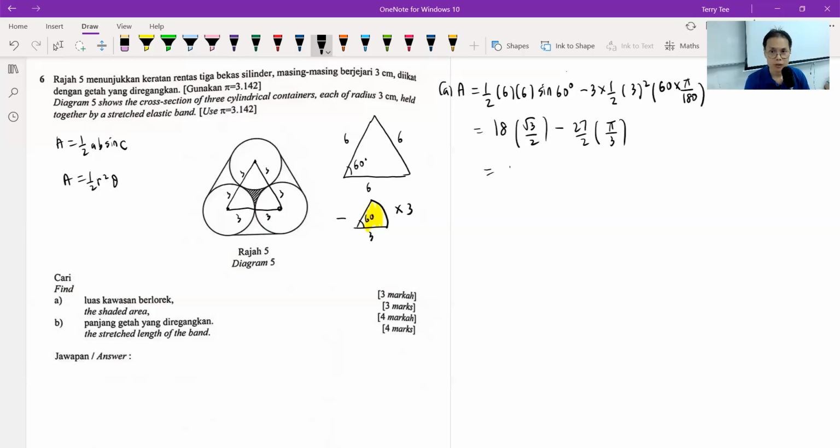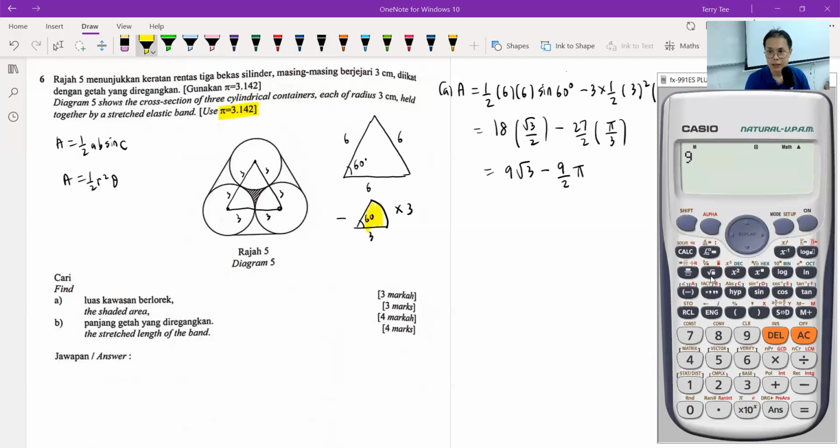And we can simplify further to 9 root 3 minus 27 divided by 3 is 9, 9 over 2 pi. You don't have to leave it in pi form. And here the question says use pi as 3.142. So I'm going to type in my calculator 9 root 3 minus 9 over 2 pi, with pi as 3.142. Yep. And my answer is 1.449.